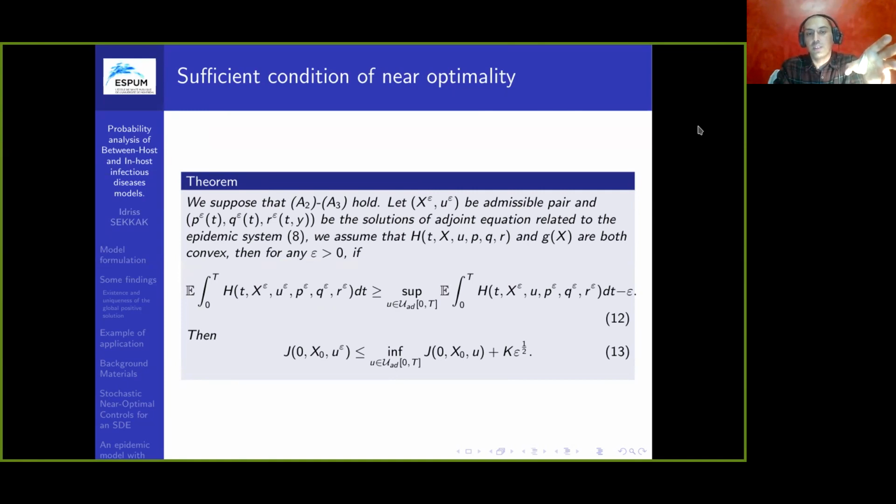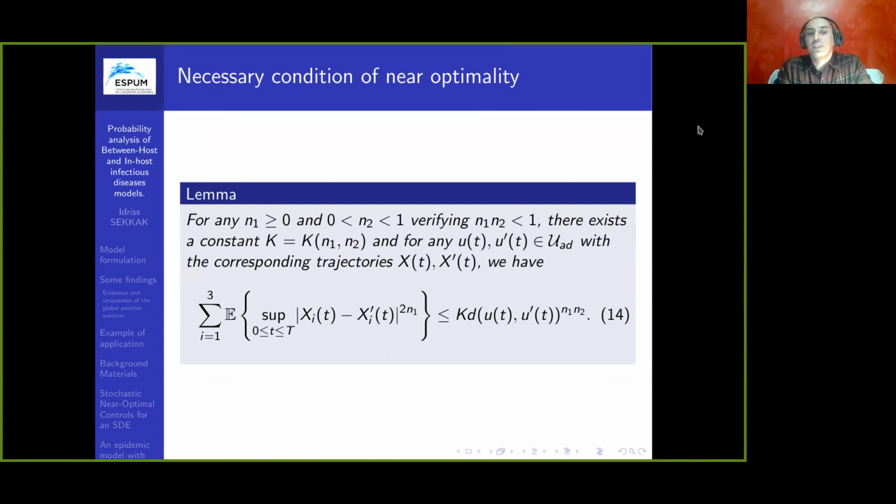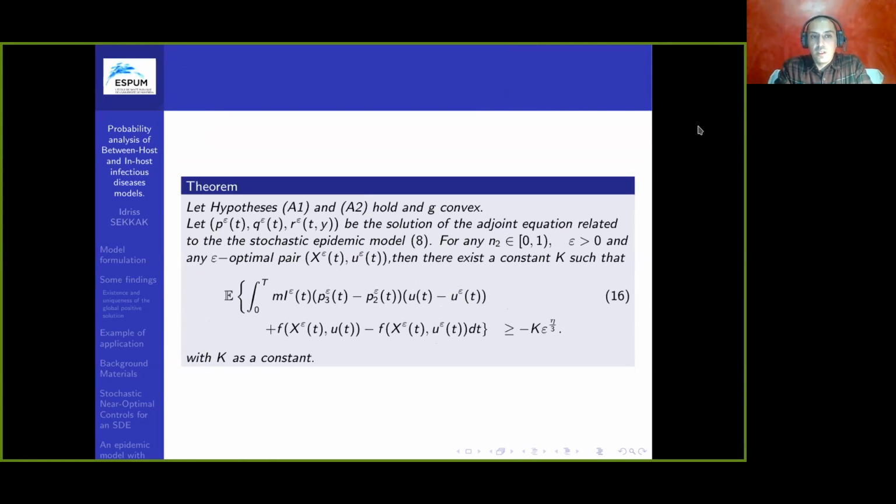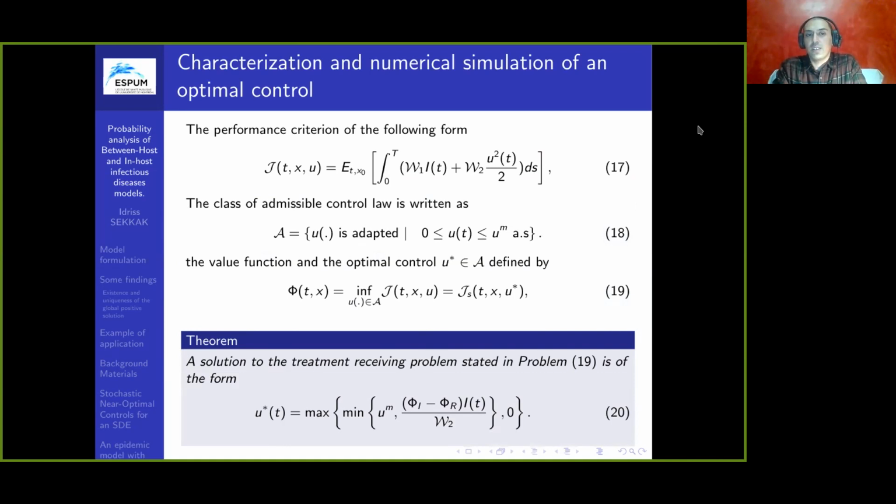For the necessary condition of near optimality, we did a priori estimates on the state of the system, and also for the adjoint equations for the jump. After that, we got the following theorem for the necessary conditions to describe the near optimality. As a numeric case, we did characterization for a treatment strategy in the model, and we got the following theorem where we characterized the U that described the treatment as follows.